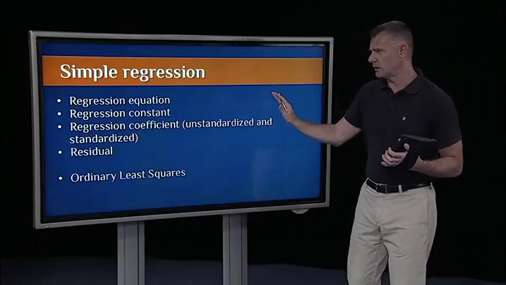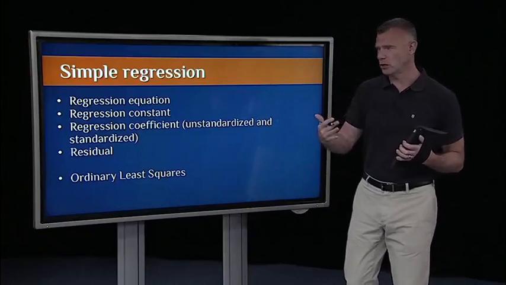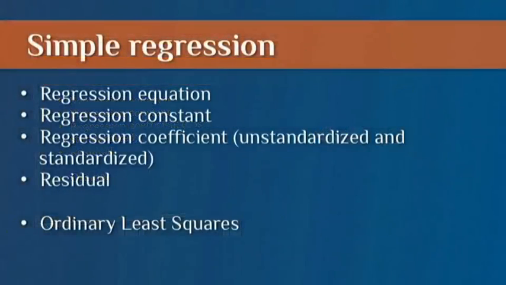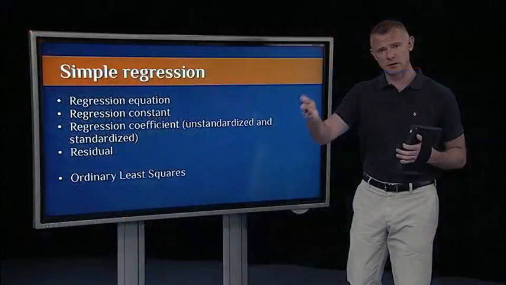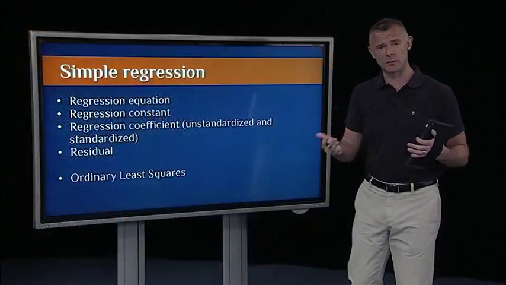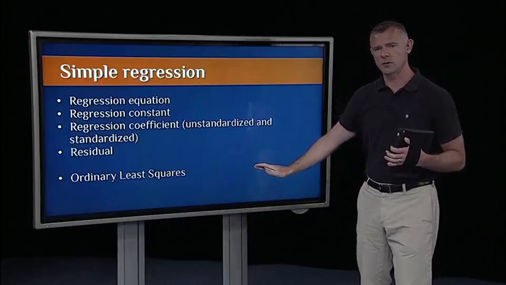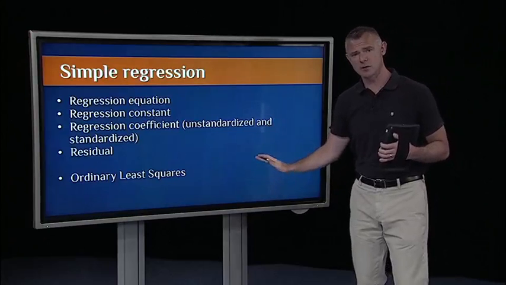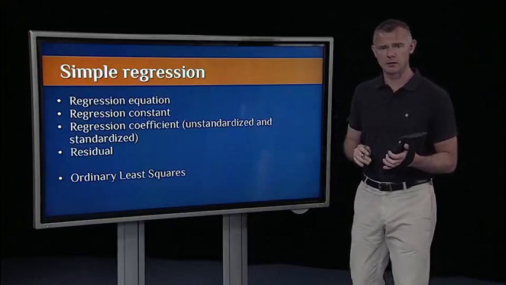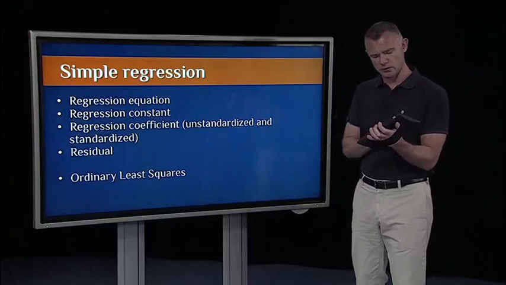So in the context of simple regression, just remember the regression equation. There's the regression constant, that's the predicted score on y when all your x's are 0. We could get unstandardized estimates and standardized estimates. And remember, we can calculate residuals and look at those residuals to see if we can improve our model. And in this course, what we focused on was the method of ordinary least squares to estimate those regression coefficients.